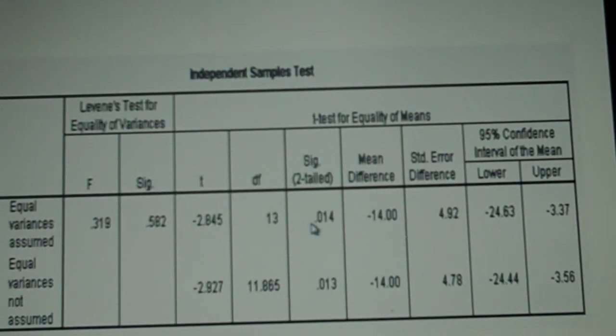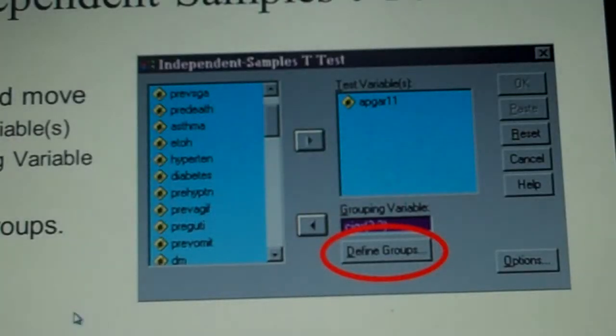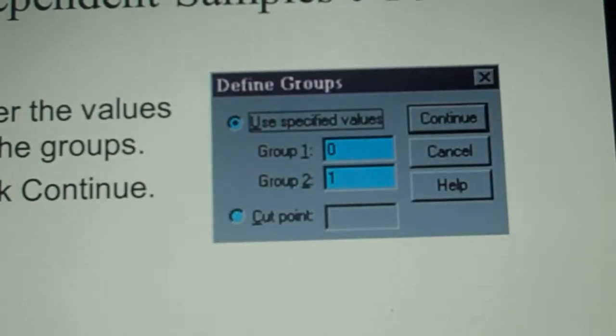Your alpha, which is the significance, it's 2-tailed, is 0.014. So all you need would be this number, which is your t, your df, and your alpha. Ignore the rest in this intro class. That will be your independent samples t-test and how we run the independent samples t-test.